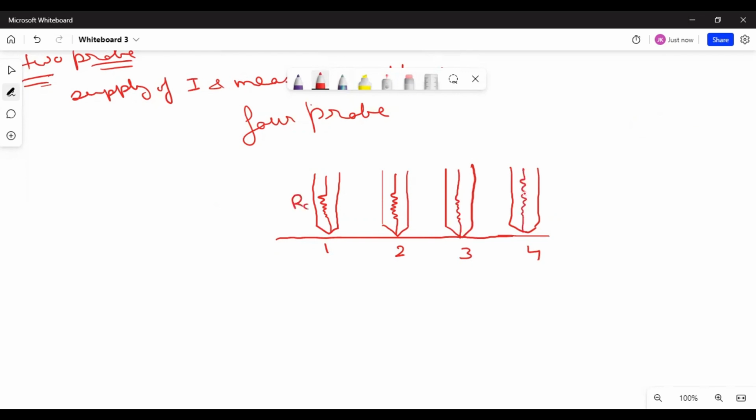I will call them RC1, RC2, RC3, RC4, like this. So what we do in the four probe method, we apply current at the outer probes and measure the voltage drop across the inner probes.